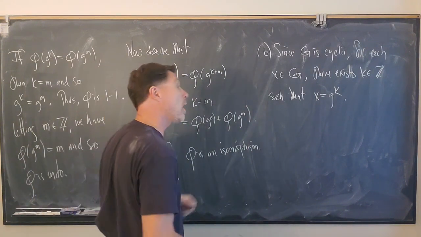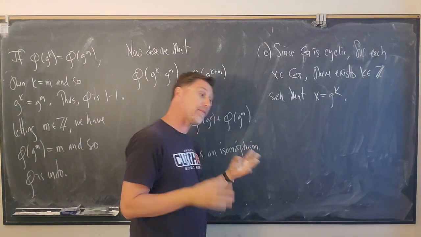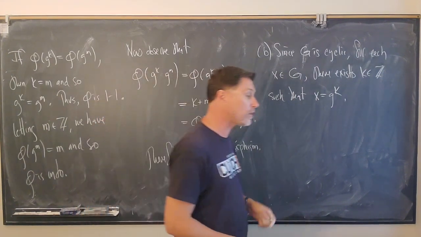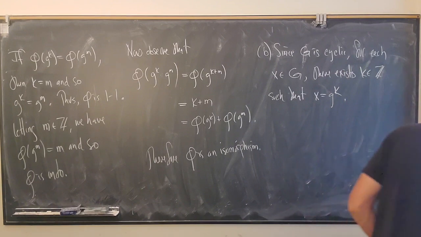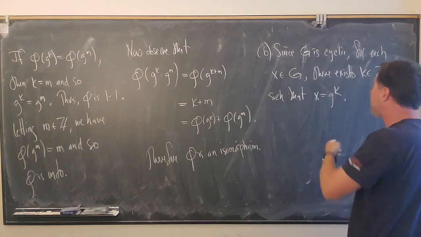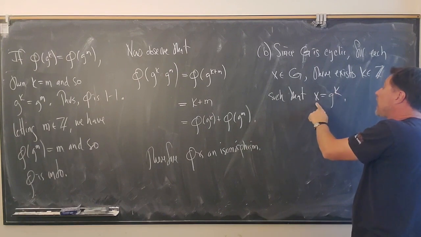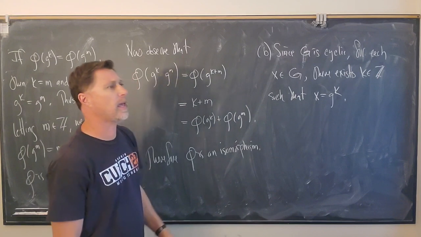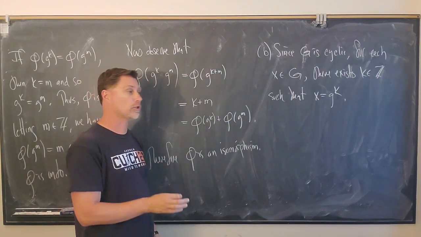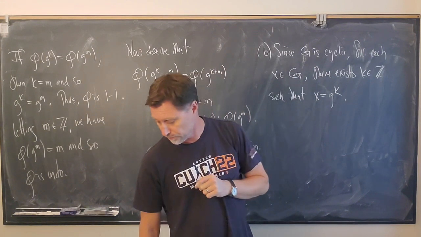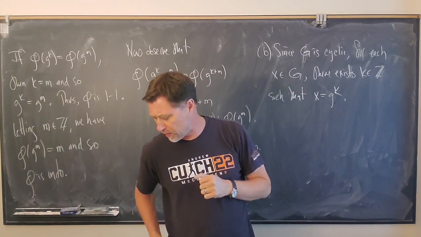Not necessarily a problem, but remember, in part A, we had this uniqueness aspect going for us. In a finite cyclic group, we don't have the uniqueness. It's possible that there will be an x equals g to the k, and then it will also be equal to g to the m. In fact, there'll be an infinite number of integers for which x is equal to g raised to that integer. And so that will complicate things a little bit.